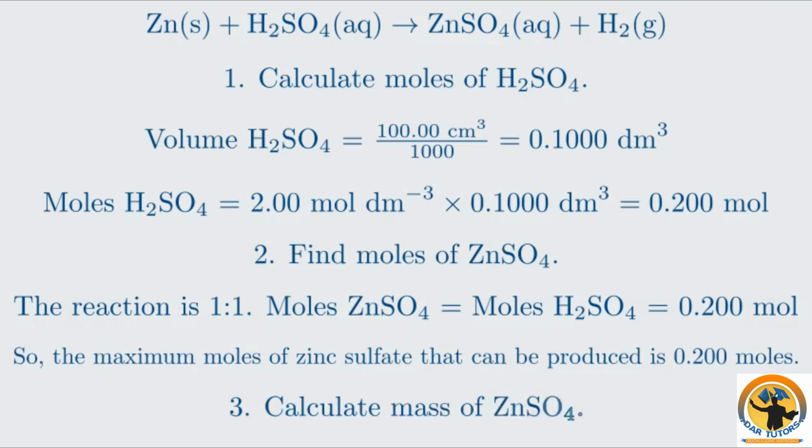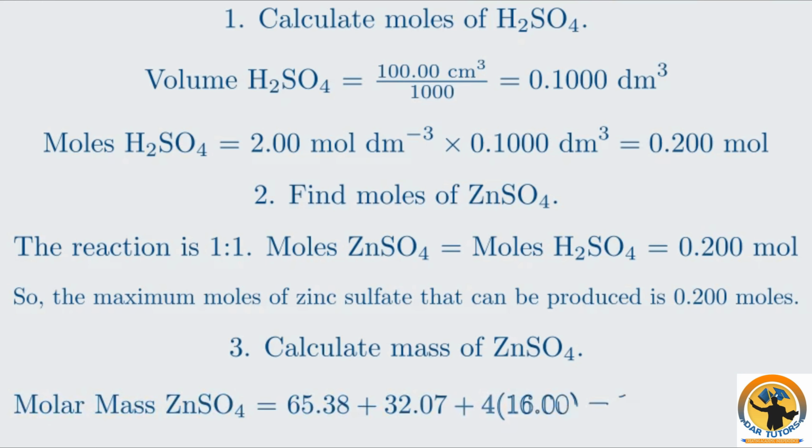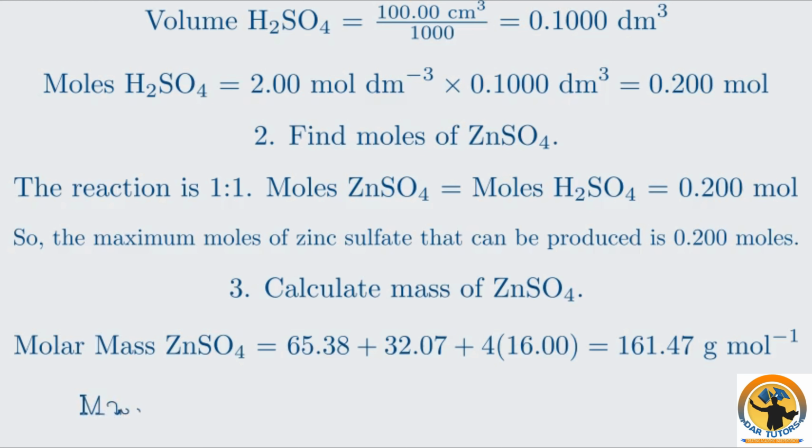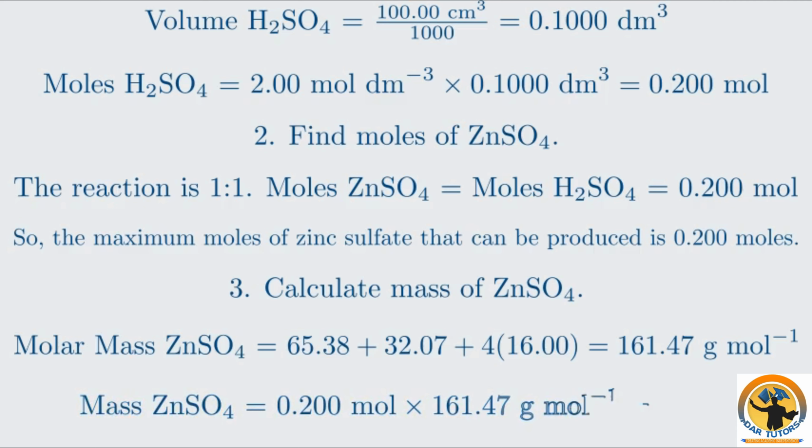Step 3. Calculate the mass of zinc sulfate. The molar mass of ZnSO4 is 161.47 grams per mole. Mass equals 0.200 moles times 161.47 grams per mole, which is 32.3 grams.